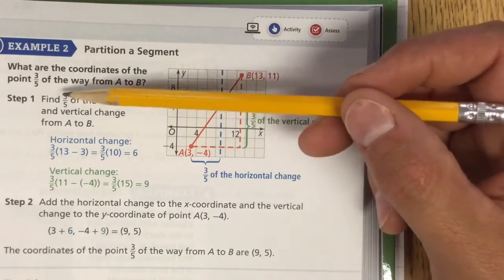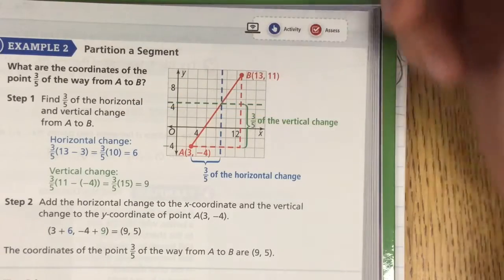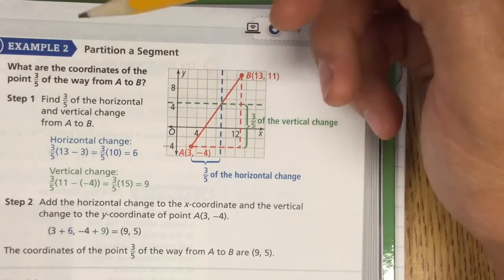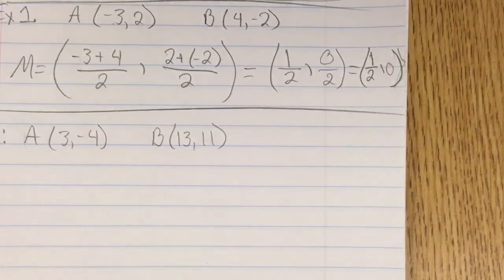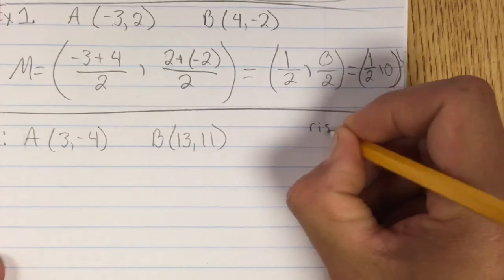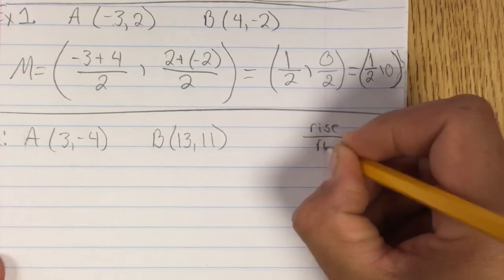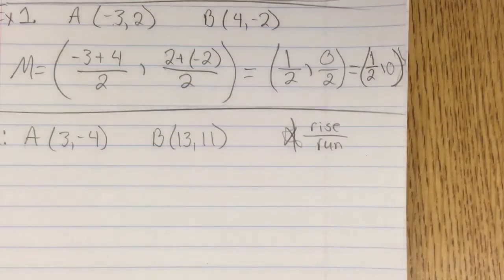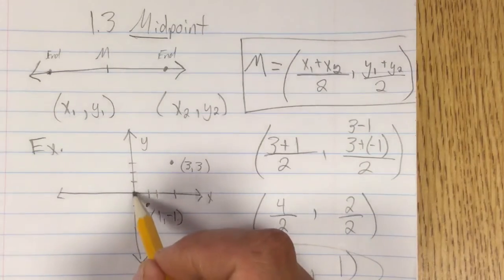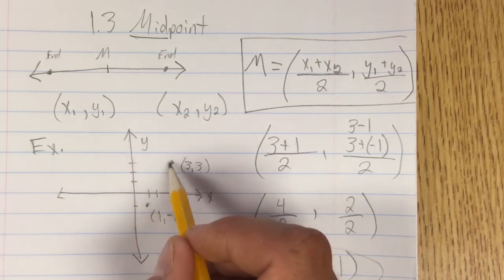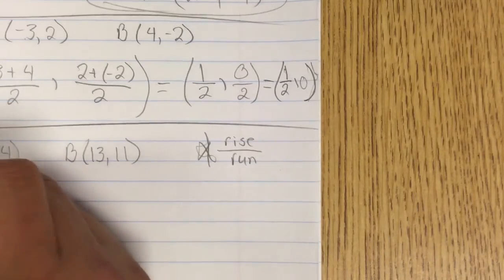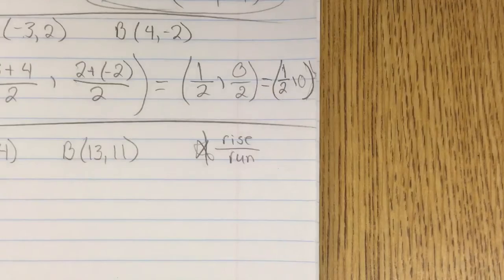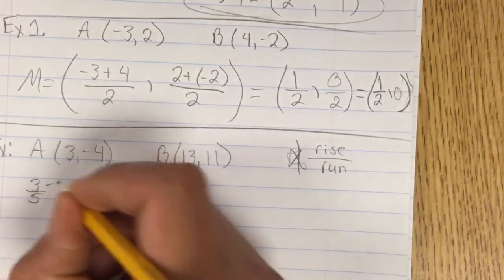It says find the 3/5 of the horizontal and vertical change. You should remember this from, I think, 8th grade. You probably even learned it earlier than that. It's rise over run. That's the first little note that you might want to make to yourself. Put a little star by it, make it special. Just a reminder: when I'm looking at a coordinate plane, I'm going to rise on that first number and run on the second number. That's what those two things are going to indicate for me. When I'm talking 3/5, that means rise 3, run 5.